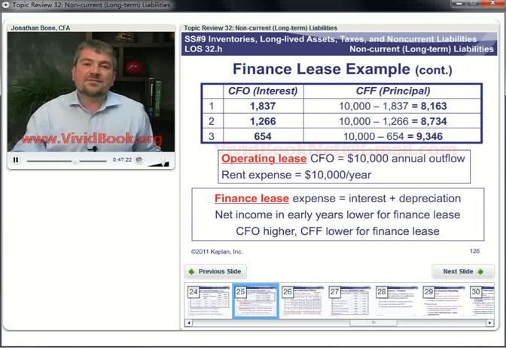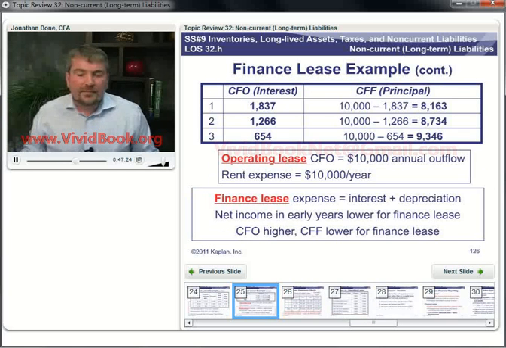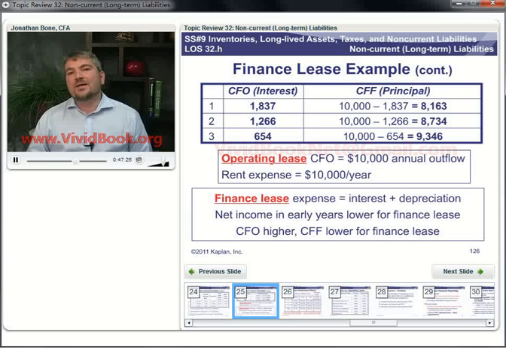Let's talk about cash flows as well. Now, what's going to happen on our cash flow statement? Each year we make a payment of 10,000, so our cash goes down by 10,000. However, under a finance lease, we've got to split that 10,000 between interest, which will go through our CFO, and principal, which will go through our CFF, cash flow from financing, as if we were paying off debt. Note that the interest declines each year as the liability gets paid off, and as a result, the principal, and hence the amounts going through your CFF, will increase each period.